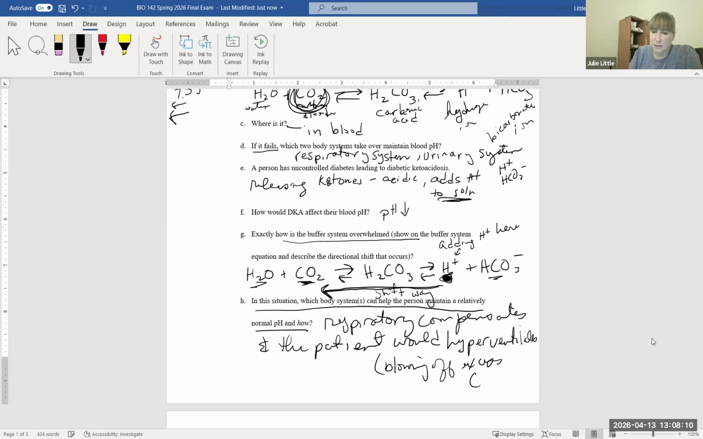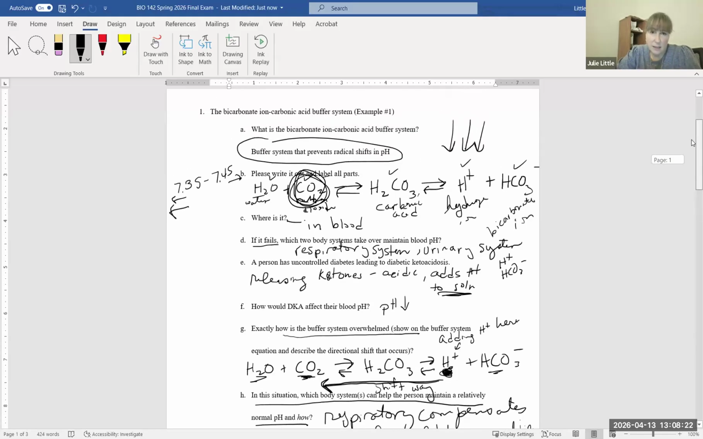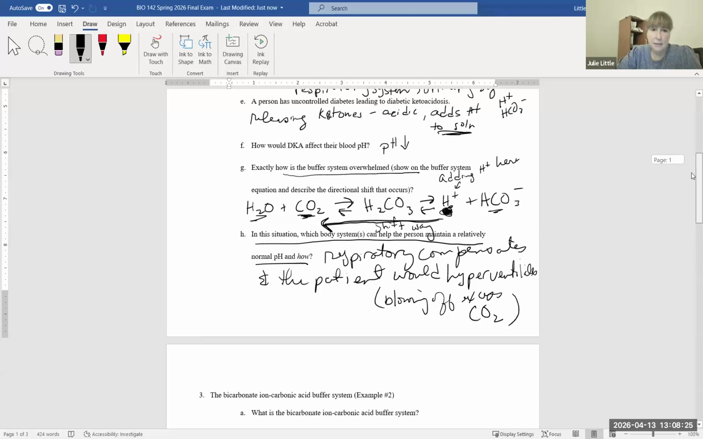I was going to type this for you, and then there she goes, just writing again. And so this buffer system is going to be super important for you to understand, because lots of people with diabetes, if it's uncontrolled, it could lead to diabetic ketoacidosis, and that's going to affect quite a bit in the body.